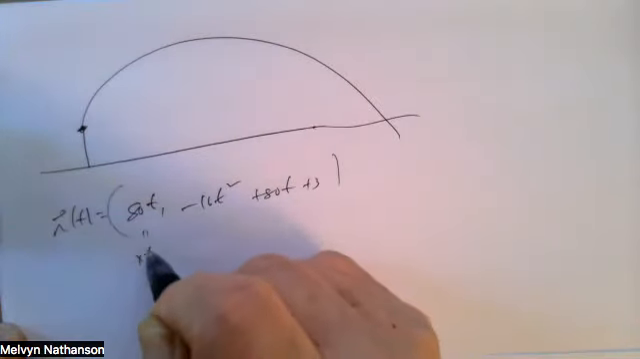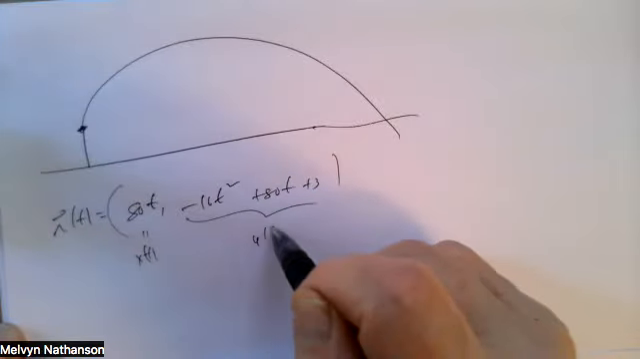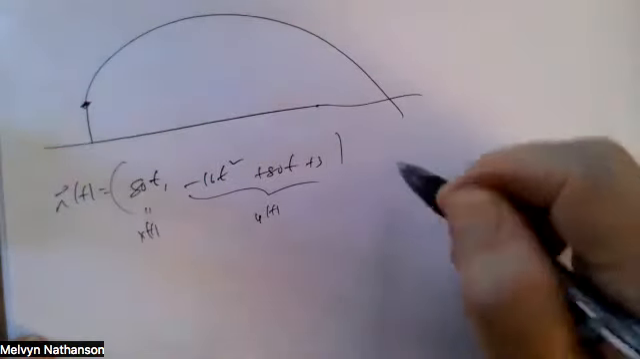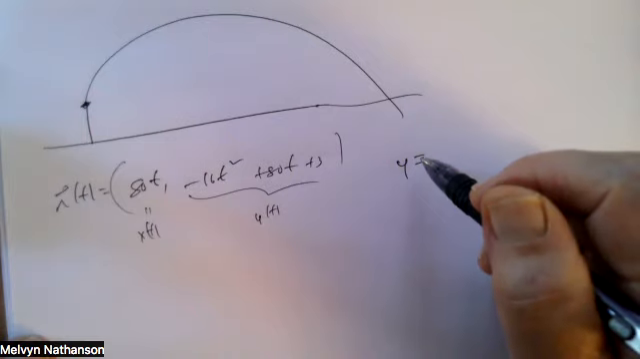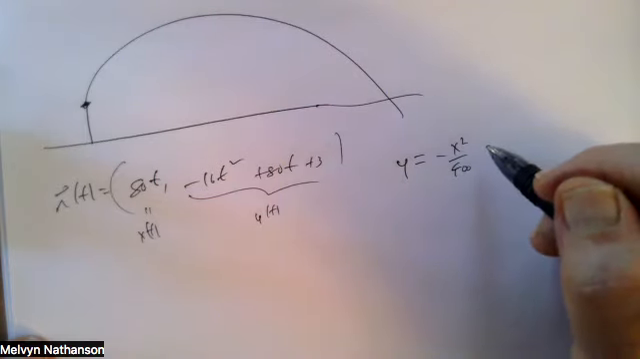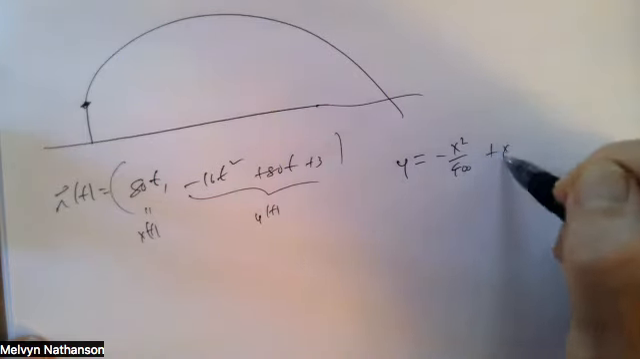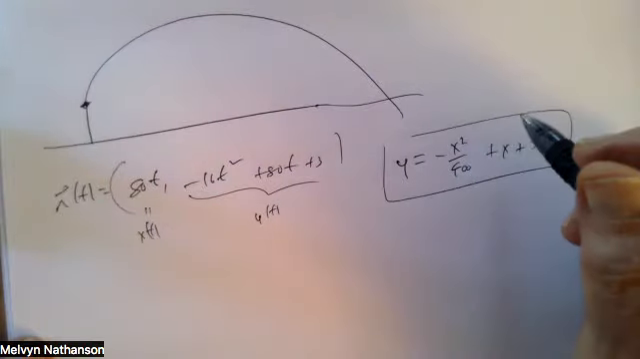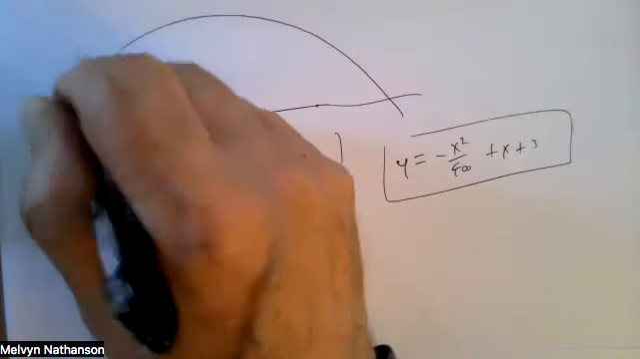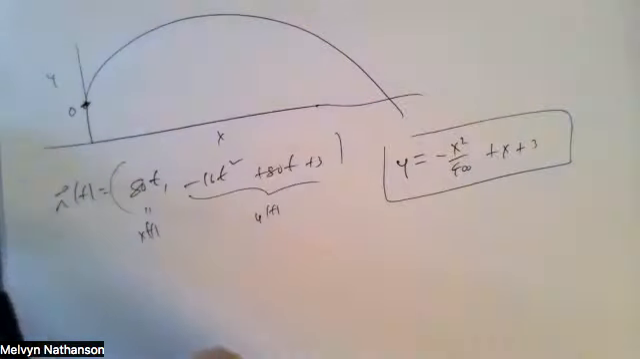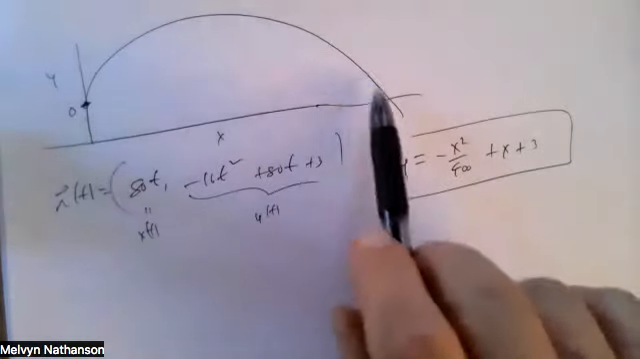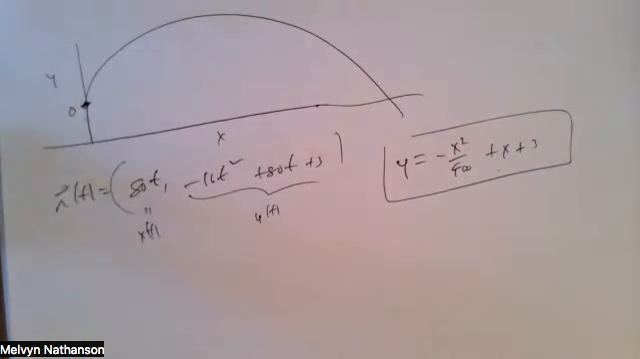So this is x of t, and this is y of t. And when we solve for y in terms of x, we get y is minus x squared over 400 plus x plus 3. So if we're looking at this as a function of this is x and this is y, when x is 0, you're at 3. And at any point x, this is what this parabolic arc looks like. That's the parabola. Okay.